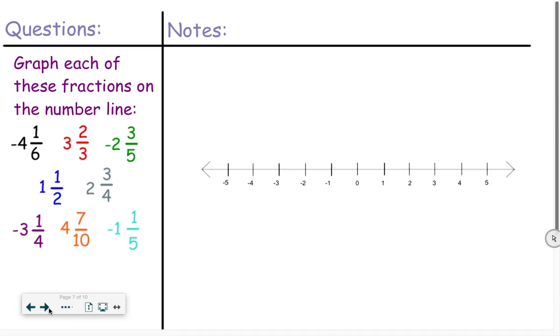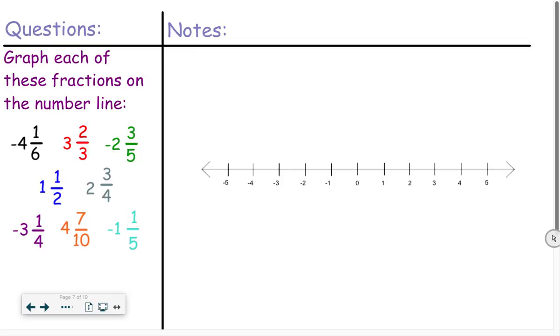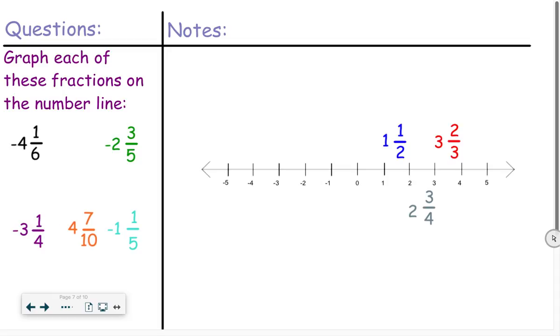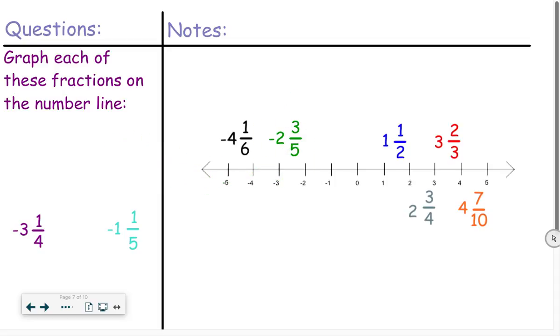All right, last slide. Graph each of these fractions on a number line. So make a number line, and then we're just going to drag the fractions over to where they belong. I'm going to do all the positives first. So 3 2/3 falls between 3 and 4. 1 1/2 falls between 1 and 2. 2 3/4 falls between 2 and 3. 4 7/10 falls between 4 and 5. -4 1/6 is in between -4 and -5. -2 3/5. -3 1/4. And -1 1/5.